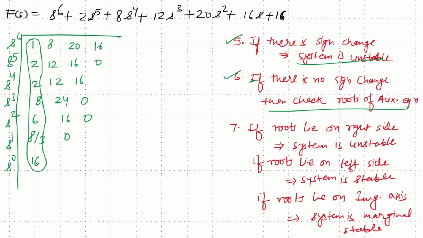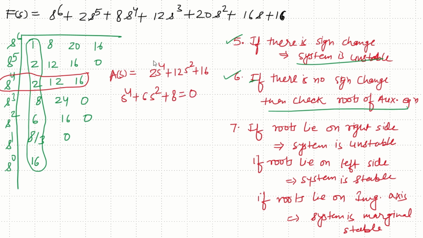Now you remember that the auxiliary equation we form by this row s to power 4. Let me write it again here. So A of s equals 2 s to power 4 plus 12 s square plus 16. So we will find the roots of this auxiliary equation. Let me rearrange this equation: s to power 4 plus 6 s square plus 8 equals 0. So this is the auxiliary equation. To find out the roots of this auxiliary equation, we'll assume that s square is equal to x.